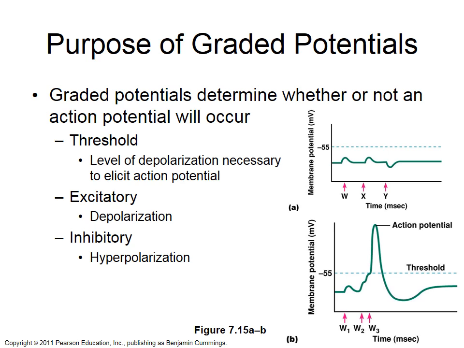Okay, so these two graded potentials, W and X, weren't strong enough, and Y was actually inhibitory, so no signal goes forward. Here we have signal W, and it wasn't strong enough to bring the axon hillock to threshold, but if it happens over and over, we get what's called summation, which brings the axon hillock to threshold and fires an action potential. The signal will proceed. So graded potentials determine whether or not an action potential will be fired. They're very important.